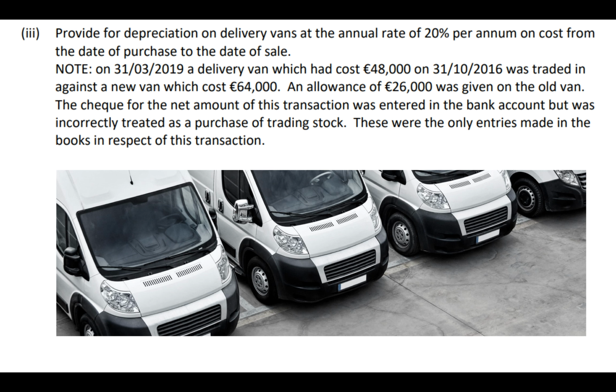So the delivery vans one. Provide for depreciation on delivery vans at the annual rate of 20% per annum on cost from the date of purchase to the date of sale. Note, on the 31st of the 3rd, 2019, a delivery van which had cost €48,000 on the 31st of the 10th, 2016 was traded in against a new van which cost €64,000. An allowance of €26,000 was given on the old van. The cheque for the net amount of this transaction was entered in the bank account but was incorrectly treated as a purchase of trading stock. These were the only entries made in the books in respect of this transaction.